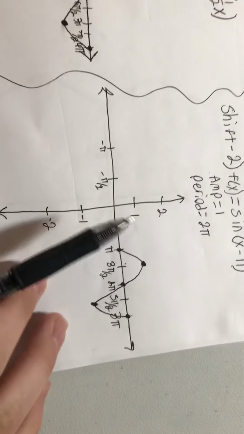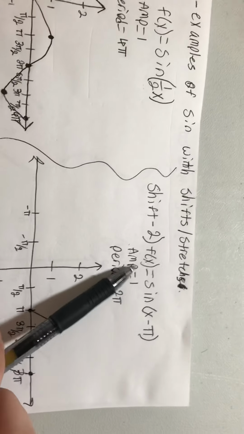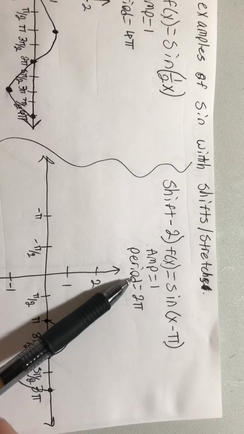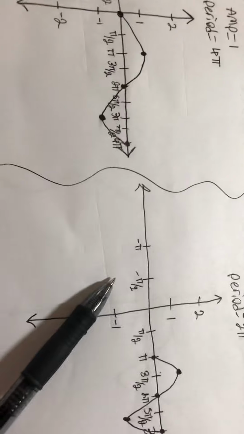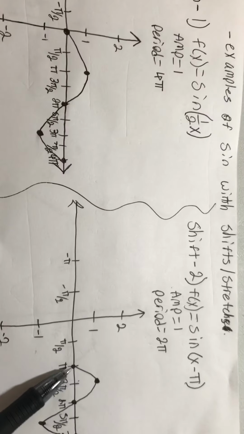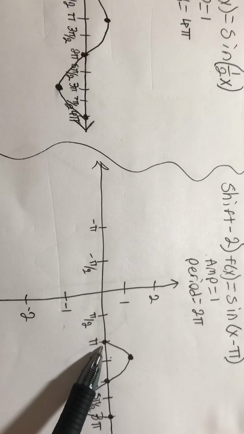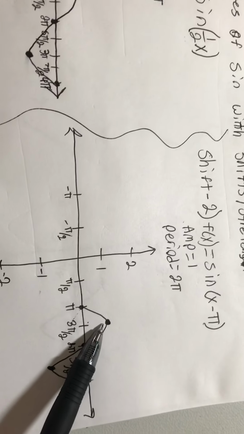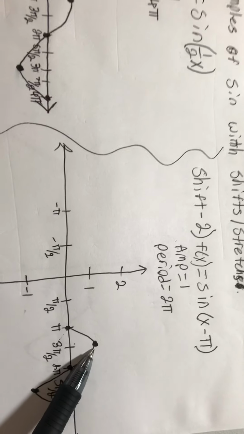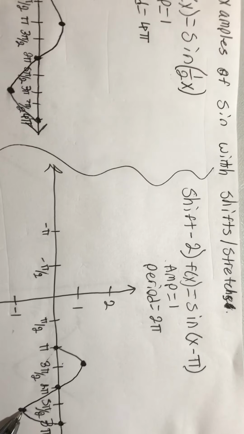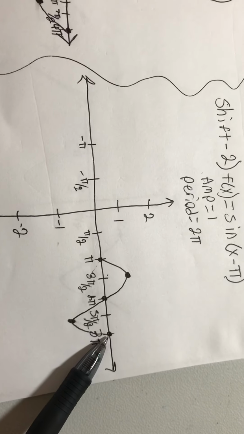Then we're going over here where it is a shift, and we have f of x equals sine of x minus pi. Here the amplitude is 1 and the period is 2 pi. Instead of starting at 0, 0, we are going to be starting at pi, which is at 0. So first point is at pi, 0. Then our next point is going to be at 3 pi over 2, and it is going to be up at 1. Then our next point is at 2 pi, which is at 0. Then 5 pi over 2 at -1, and then 3 pi at 0.